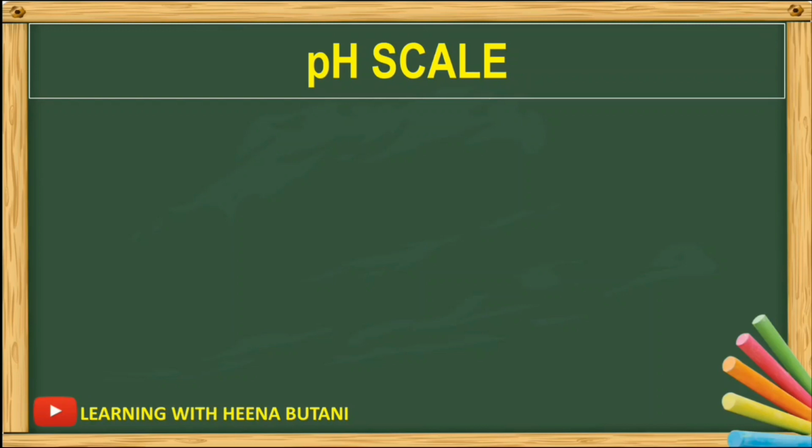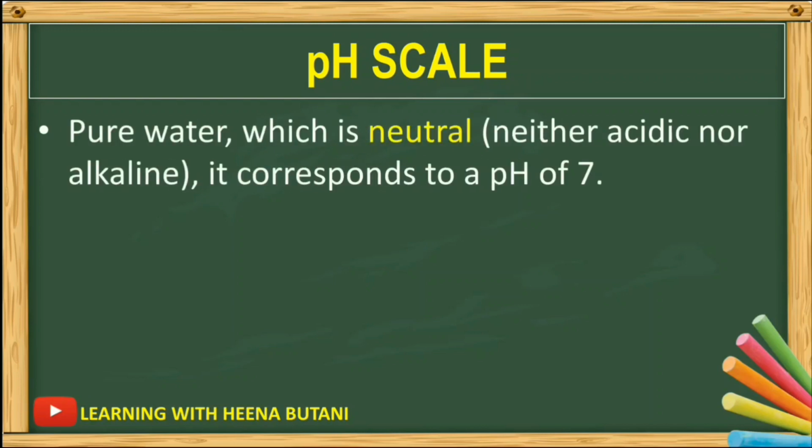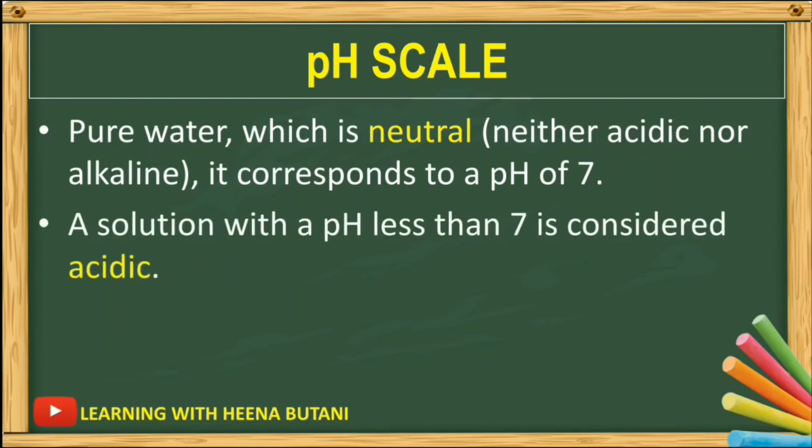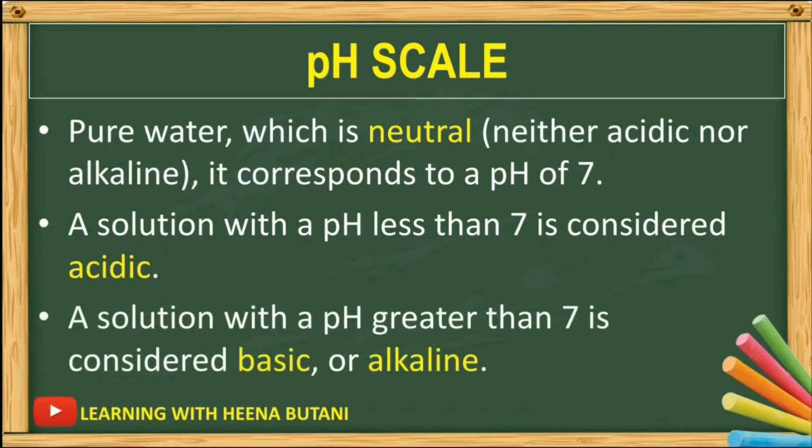From all those examples, we can say pure water, which is neutral, neither acidic nor alkaline, corresponds to a pH of 7. A solution with a pH less than 7 is considered acidic. A solution with a pH greater than 7 is considered basic or alkaline.